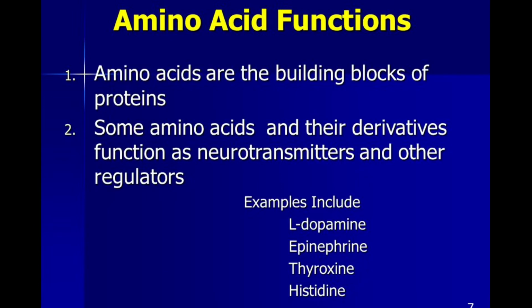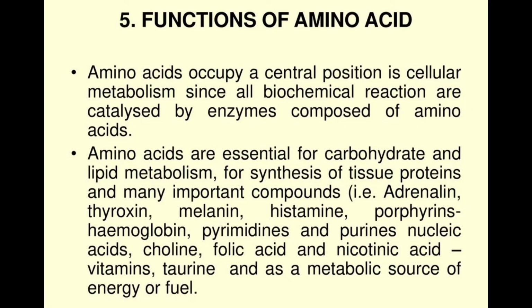Differences of amino acids: they differ from each other with respect to their side chains, which are referred to as R groups. The R group for each of the amino acids will differ in structure, electrical charge, and polarity.